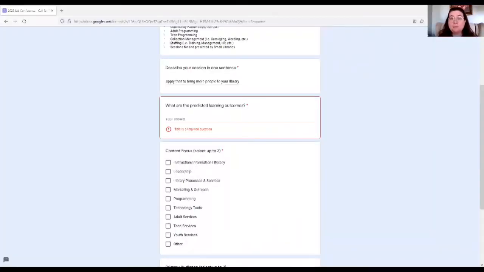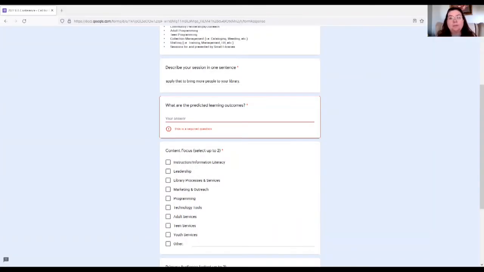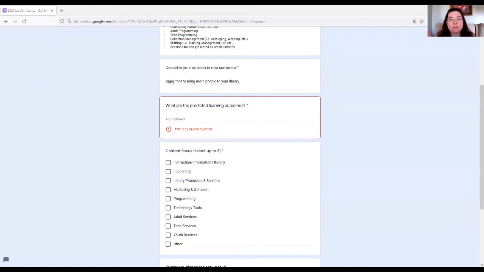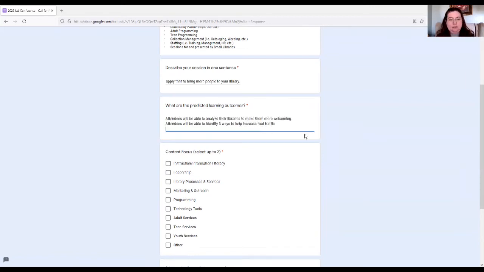And so here are my 2 goals. And again, remember, this is just so that they can say this is worth getting CEU credits. So go ahead. It says in mine, attendees will be able to, that's that phrase I just mentioned, analyze their libraries to make them more welcoming. And attendees will be able to identify 3 ways to help increase foot traffic.